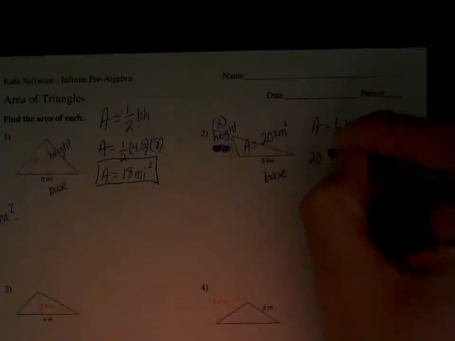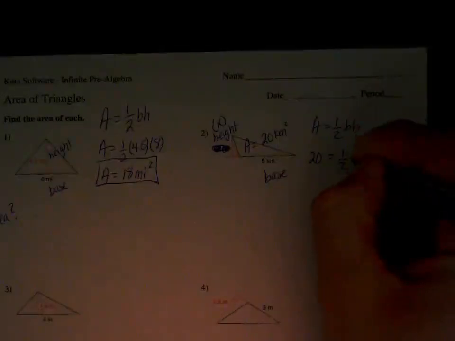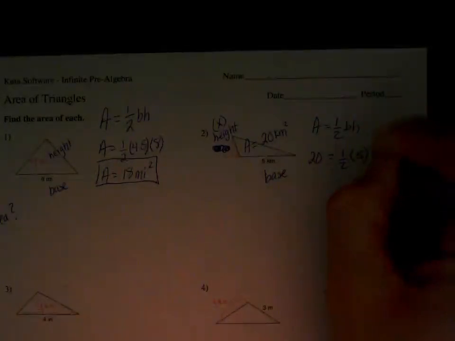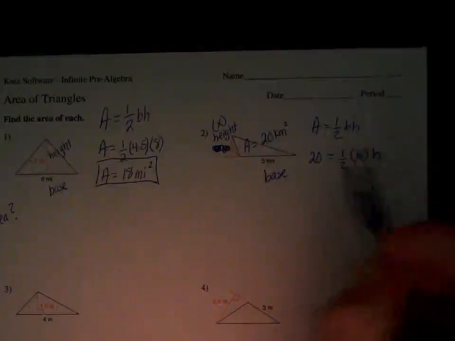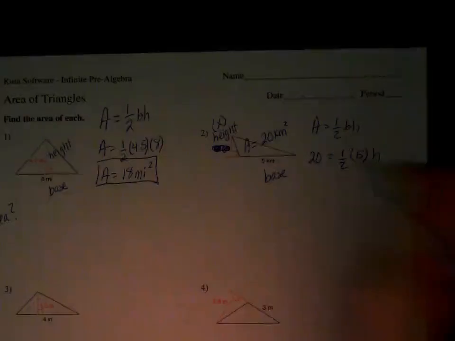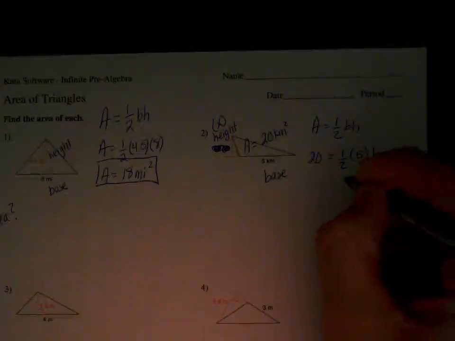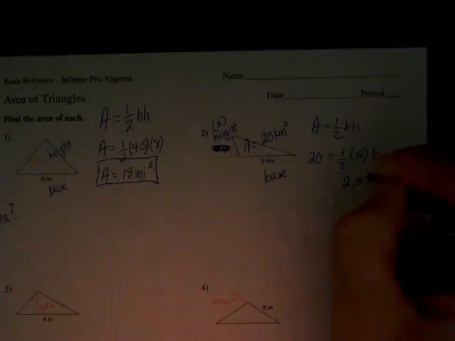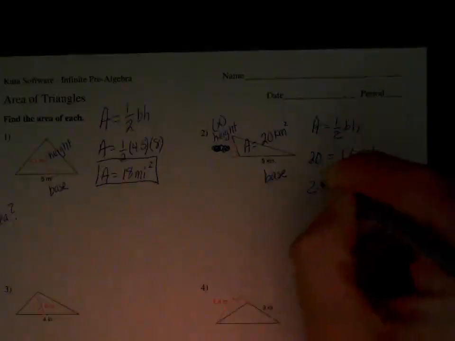So we have our area. Our area is 20 equals 1/2 times the base, which is 5, and then we need to find our H. So, obviously what we have to do first is we have multiplication here. So what's half of 5? Half of 5 is 2.5. So we're going to put 2.5H here equals 20.